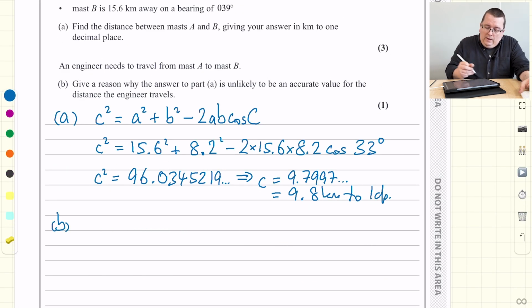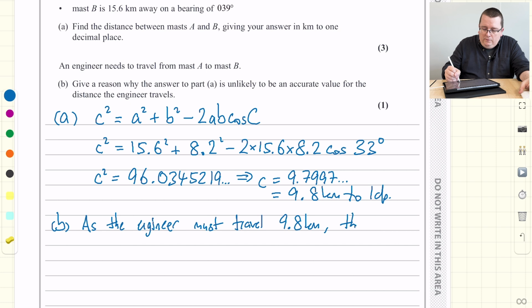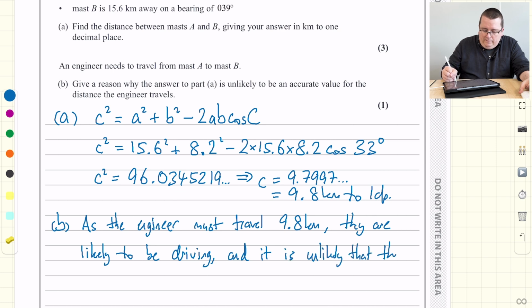So, as the engineer must travel 9.8 kilometres, they are likely to be driving, and it is unlikely that there will be a perfectly straight road from A to B.